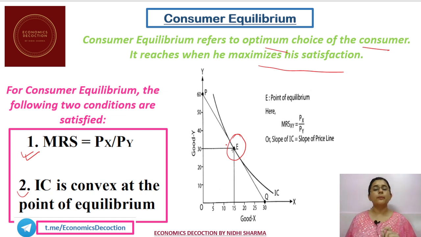There I told you that the slope of the indifference curve is represented by the marginal rate of substitution. And in this video, just a few minutes back, I told you that the slope of the budget line is represented by the price ratio. So we can say that at consumer equilibrium, where the budget line is tangent to the indifference curve, the MRS is equal to the price ratio. That means the slope of IC is equal to the slope of the price line, or the budget line. Alright, now let's proceed further.